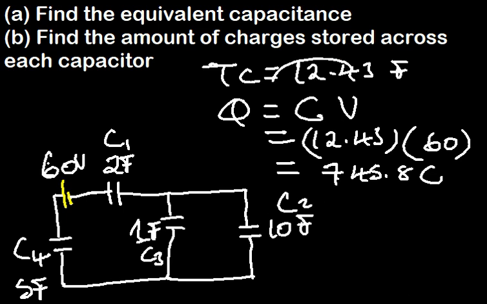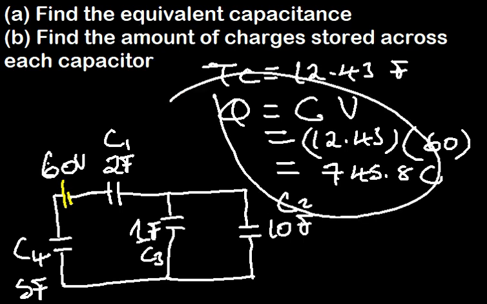So by the way, this is the answer to the first question, that is the equivalent capacitance. Then we are to answer the next question, that is the amount of charges stored across each capacitor. So towards the second question, that's when we have started in this way. So keep that.